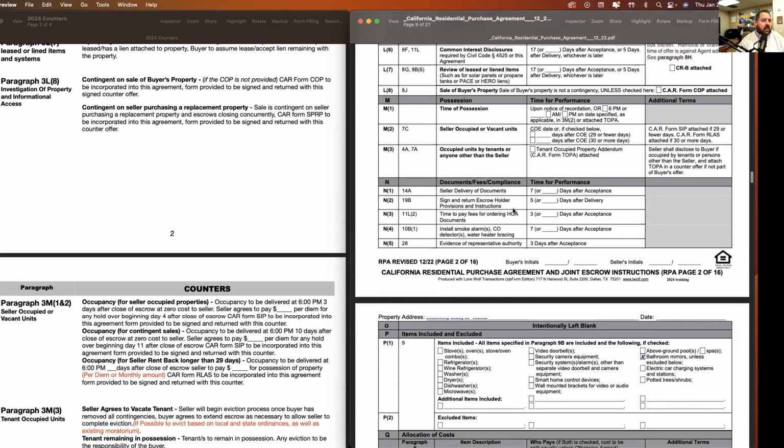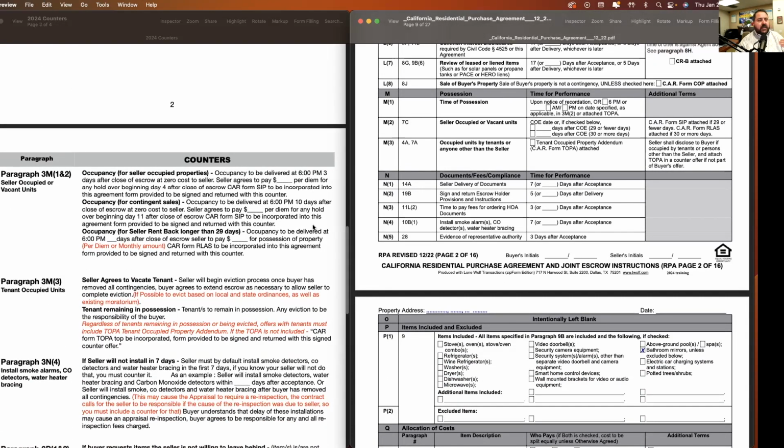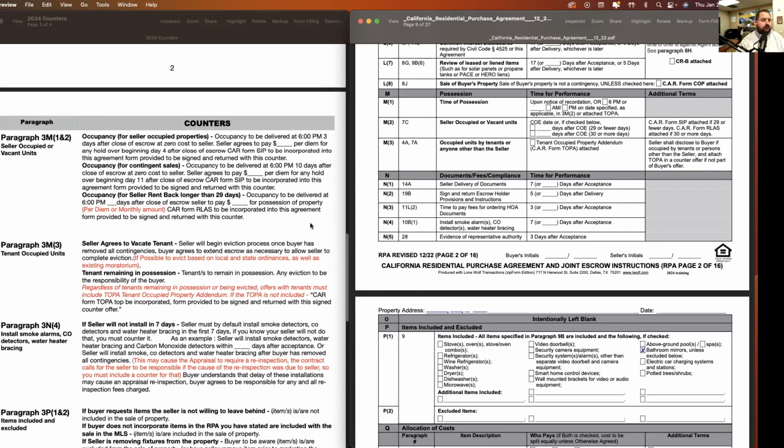Okay. All right. So now let's look at the occupancy and the time of possession and things like that. So we're looking at 3M1, 2, and 3 in the next two sections here. So occupancy for seller occupied properties, right?